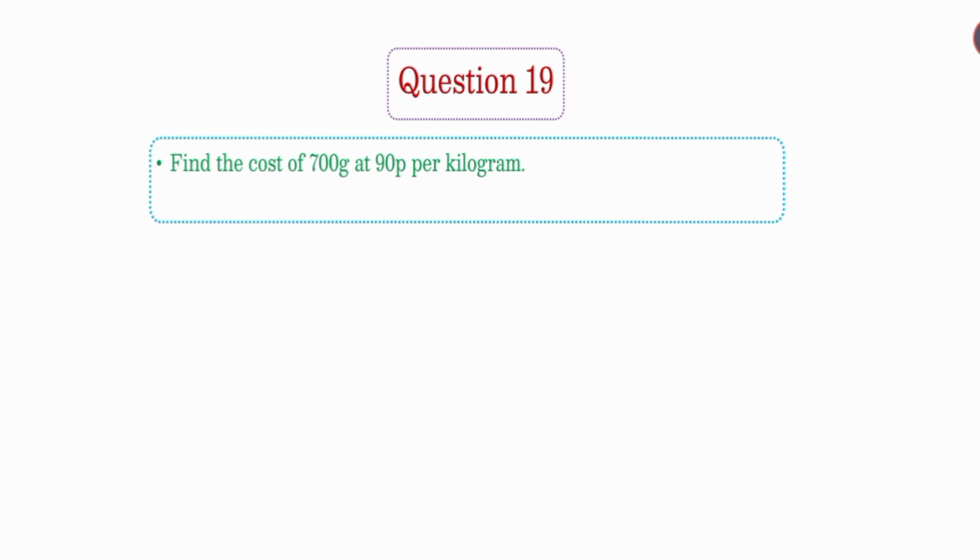For each kilogram, the cost is 90 pence. Now to work it out, first we need to find the price for each gram. This is the price of 1000 grams. We know that 1 kilogram contains 1000 grams. So that's why we need to find the price for each gram. So we'll take the price and divide by 1000.